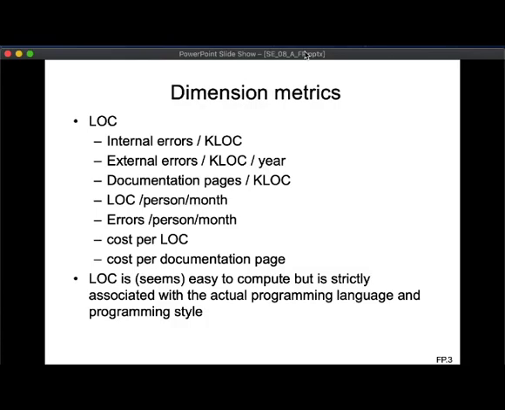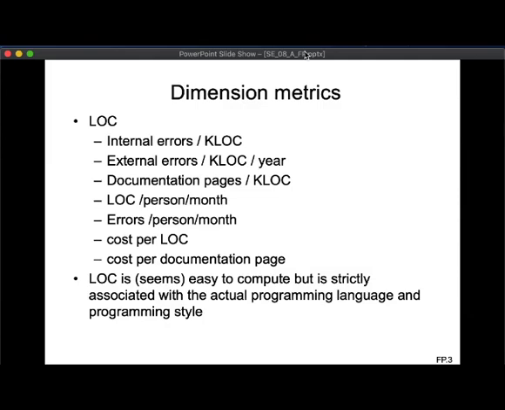So the metrics that deal with dimension are mainly based on the lines of code, and many metrics are based on the lines of code. The concept of lines of code is very simple, it is the number of lines of code, as the name says, and apparently it is very easy to compute, because it's just looking at the source code of a program and counting how many lines have been written.